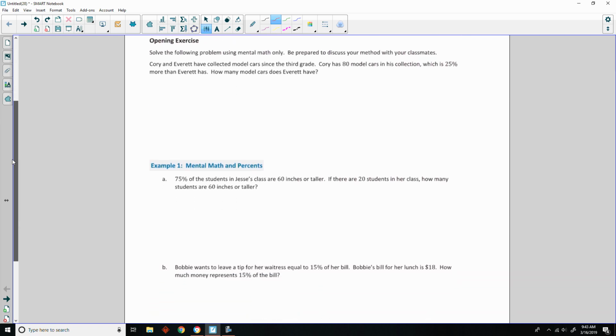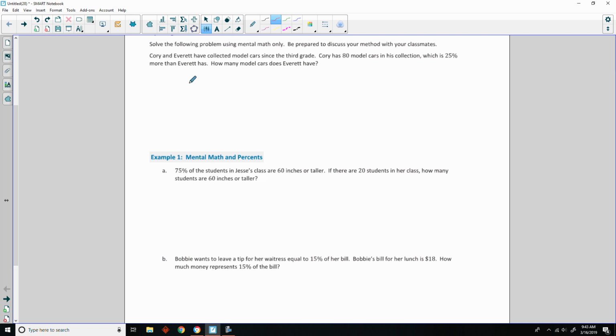Classwork opening exercise says to solve the following problems using mental math. Corey and Everett have collected model cars since the 3rd grade. Corey has 80 model cars in his collection, which is 25% more than Everett. How many model cars does Everett have?